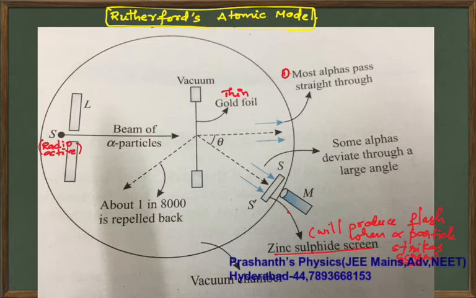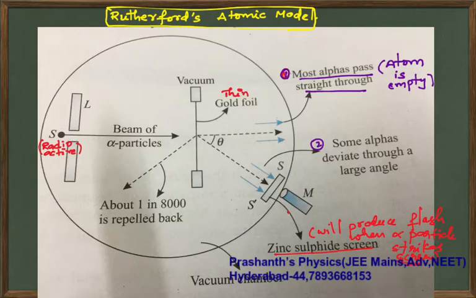He made a few important observations. Most of the alpha particles pass through in a straight line, which means the atom is mostly empty, in the sense that there is vacant space. That is your first observation. The second observation is that some alpha particles deviate through a large angle.